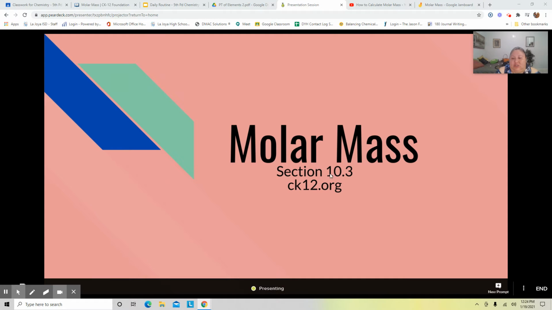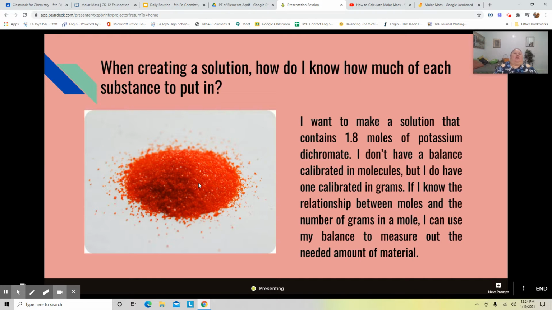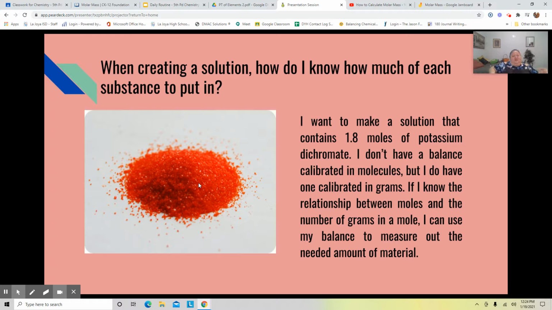All right, so Molar Mass, section 10.3 from your CK12 packet. Molar mass, I always like to tell my students, it's a conversion unit. It's a unit that helps us bridge moles and grams or mass. If you have the moles and they're asking you for mass, you're going to use molar mass to connect one to the other. If they give you mass and they're asking you for moles, you're going to use molar mass to connect these two items, okay?